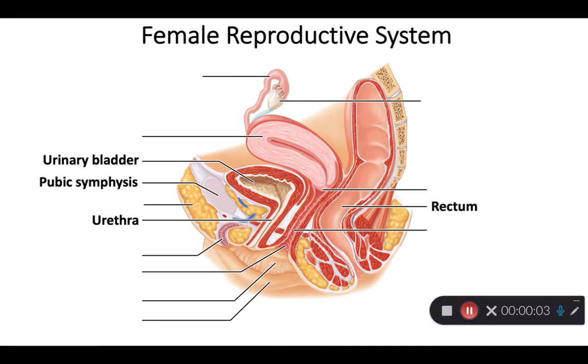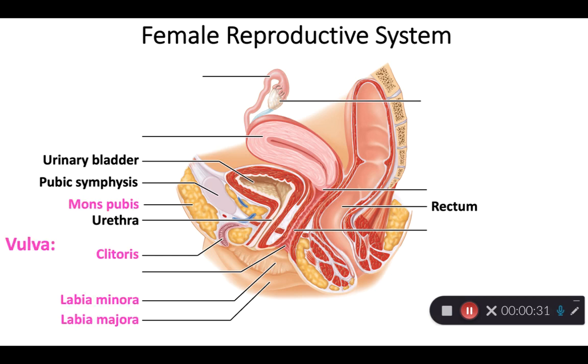Let's start learning the female reproductive structures. So first, before we begin, these are some non-reproductive structures. So we've got the rectum back here. So this is the GI tract. Here's the urinary bladder and the urethra. And then here's the pubic symphysis. If you remember, the pubic symphysis is the joint that holds your two hip bones together in the front.